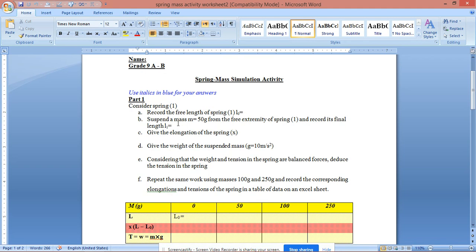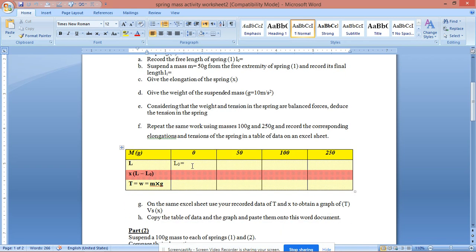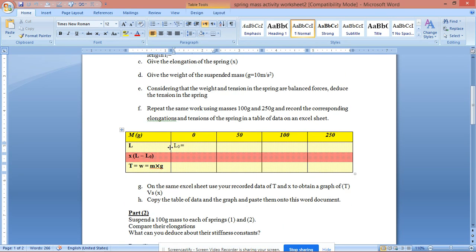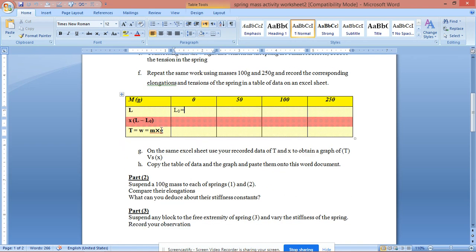Let's see this file. We can measure the new length of the spring in 4 different readings and calculate the elongation for these readings. Then we can calculate the tension force. How can we calculate the tension force, since we don't have the stiffness?